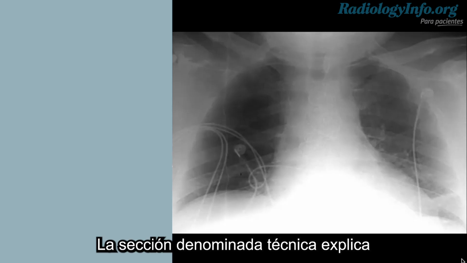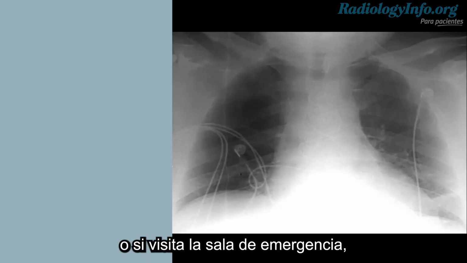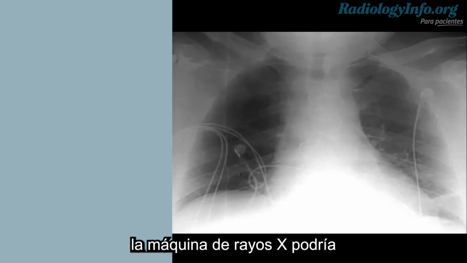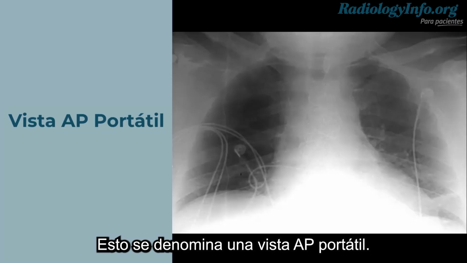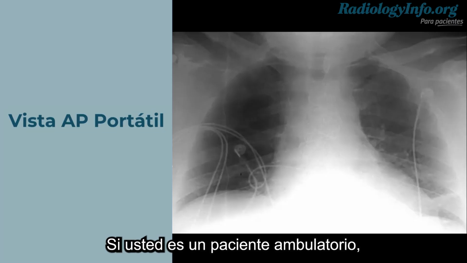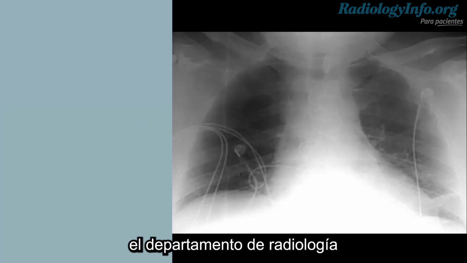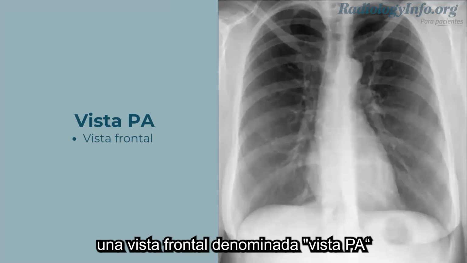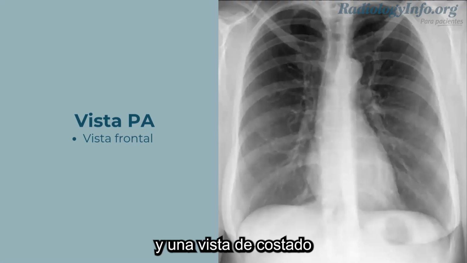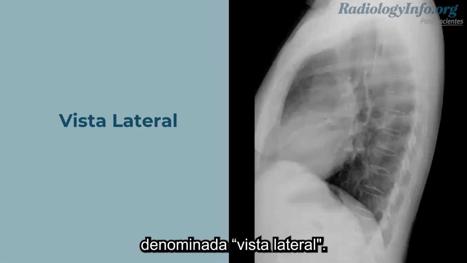The technique section of the report explains how the x-ray was obtained. If you are admitted to the hospital or visiting the ER, the x-ray machine may be brought to your room and a single image will be obtained while you are lying down or sitting up in bed. This is called a portable AP view. If you are an outpatient or getting the x-ray inside the radiology department while in the ER or hospital, you will often be standing for the x-ray and have both a frontal view, called a PA view, and a side view, called a lateral view, of your chest taken.